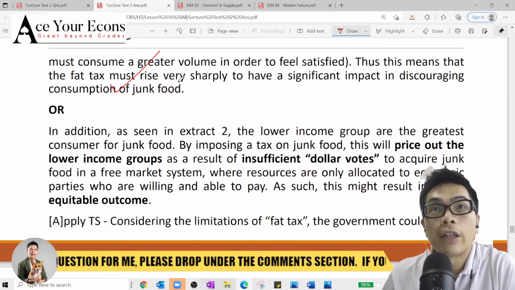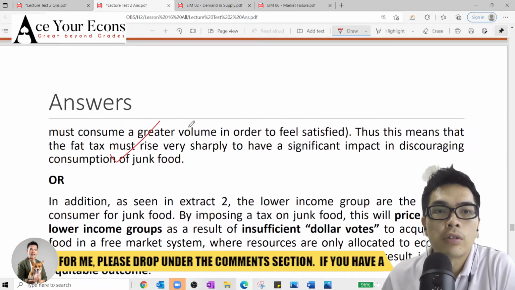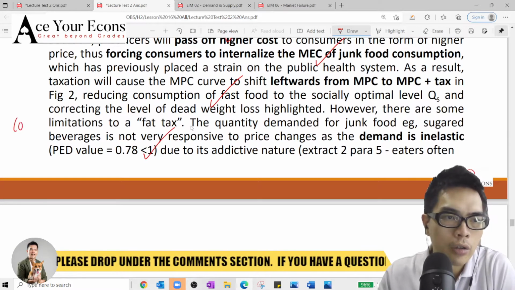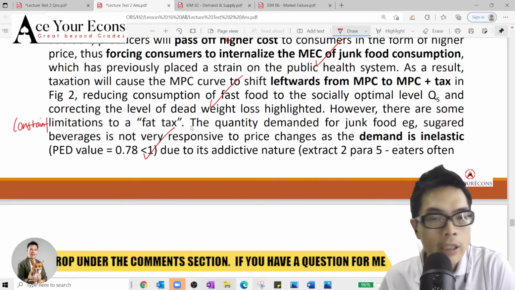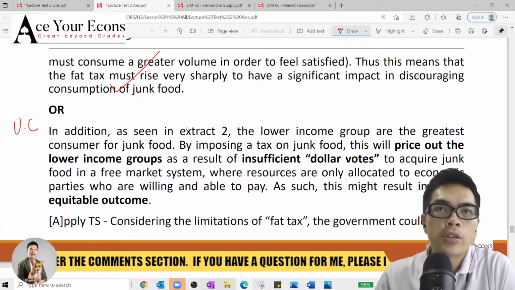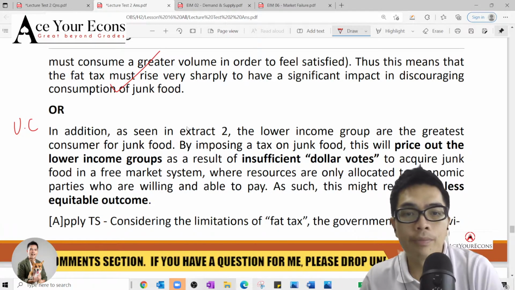Alternatively, you can consider the unintended consequence. So this is a constraint. This form of limitation is called a constraint, a constraint on the fat tax. Alternatively, you can consider unintended consequence, a UC. So when we impose a fat tax, what is another problem that may arise?